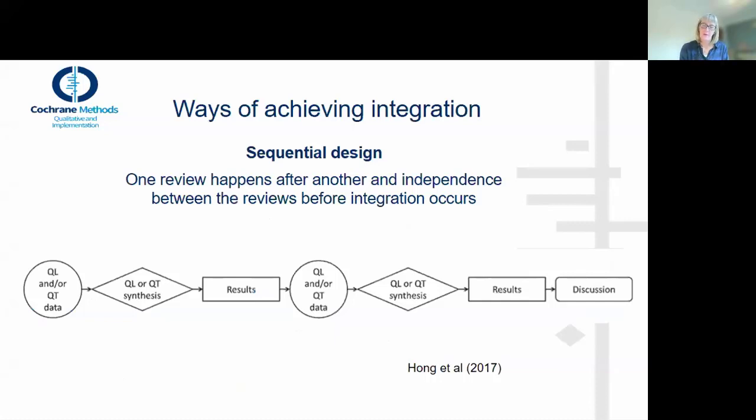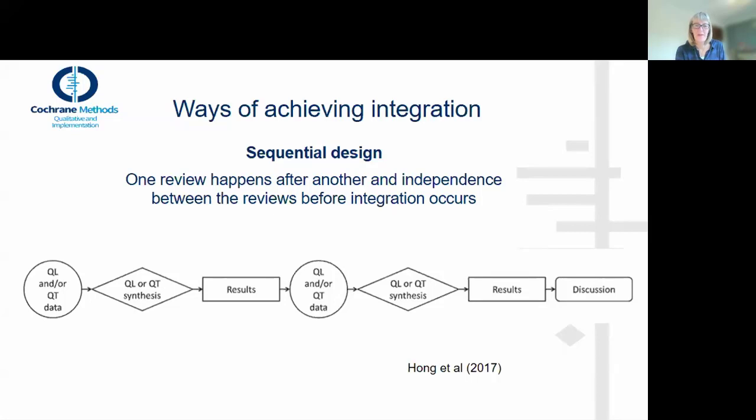So I talked about two ways of achieving integration between a qualitative evidence synthesis and a systematic review of effectiveness. The first way is a sequential design, where one review happens after another. And actually the two reviews are independent prior to them being integrated.